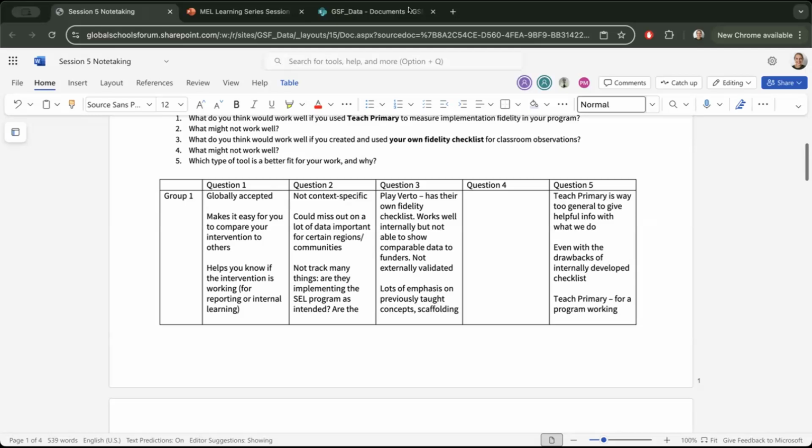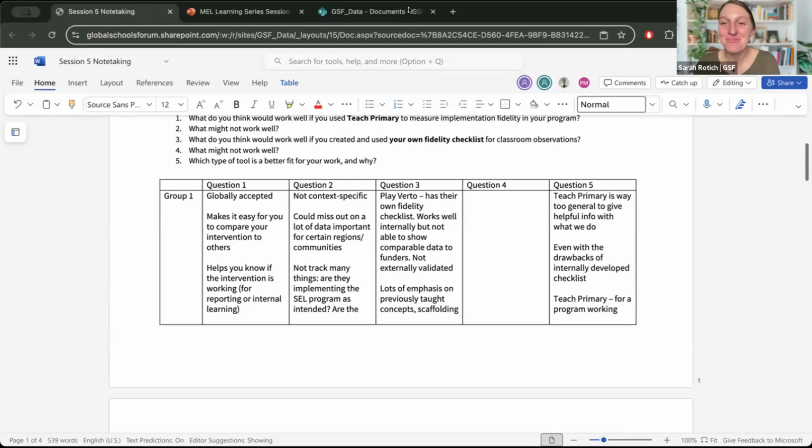So for saying which one will be the best fit, there were three of us in the group, and Danielle and I thought probably our own, and Eric thought still the Teach First, so the jury's still out. I guess whatever works for each organization. Yeah, totally. Thanks for summarizing.